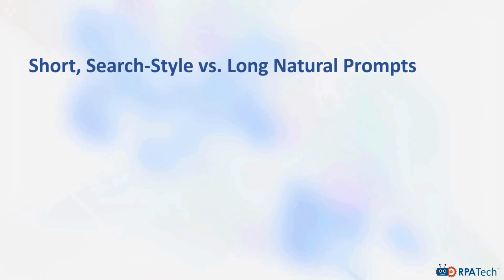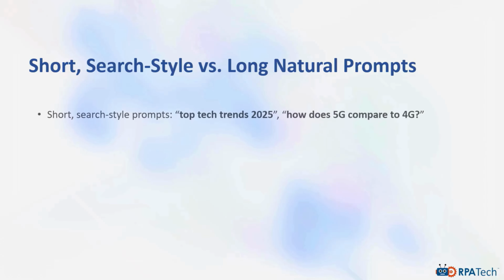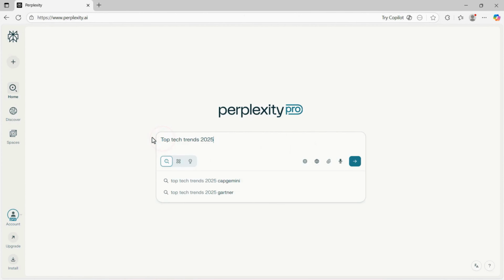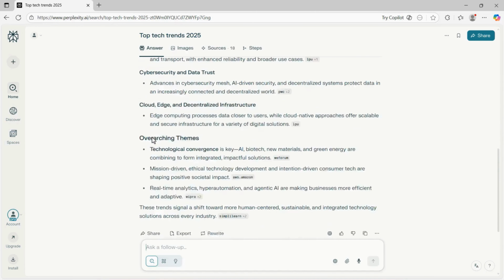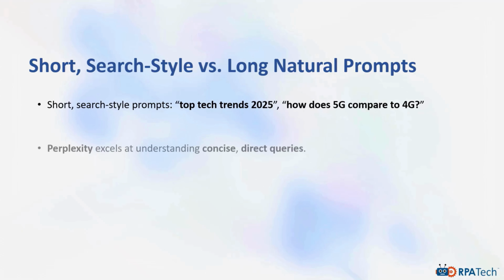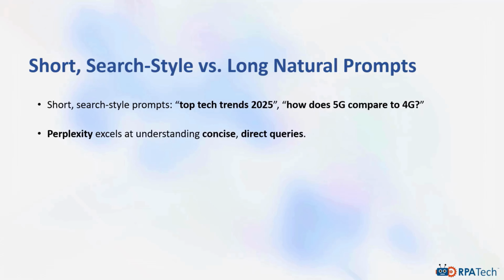Now, when you interact with Perplexity, you'll notice that it's optimized for short, search-style prompts. For example, instead of writing a long paragraph explaining what you need, you can simply type a direct question, like Top Tech Trends 2025 or How does 5G compare to 4G? Perplexity excels at quickly understanding the intent behind these concise queries and giving you accurate, relevant information almost instantly.